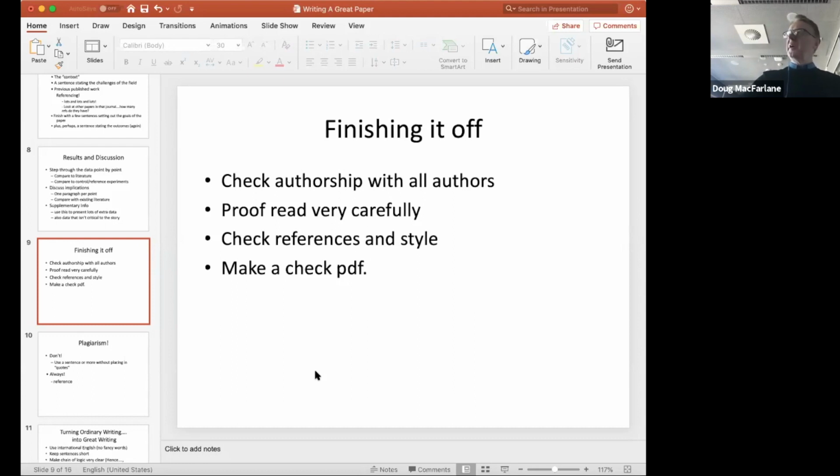Make a check PDF. There have been numerous, some infamous stories of documents going forward for submission with various comments still embedded and track changes maybe still showing. So make a check PDF to make sure before you submit it that it is all laid out correctly and that nothing has gone weirdly wrong as the PDF has been generated. It's amazing how things can go wrong just at that stage.